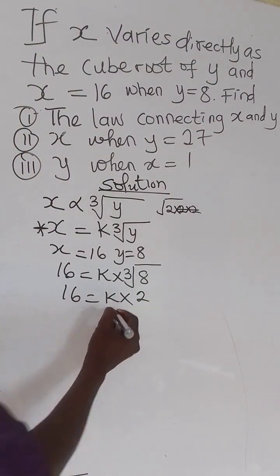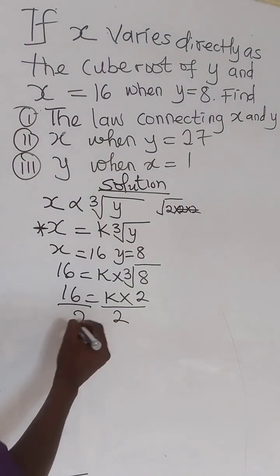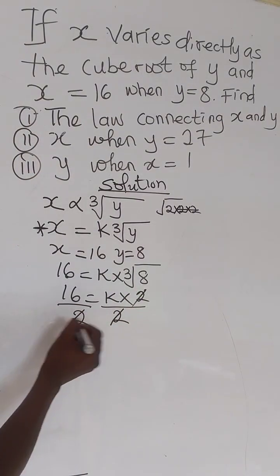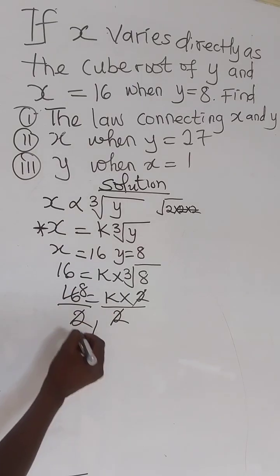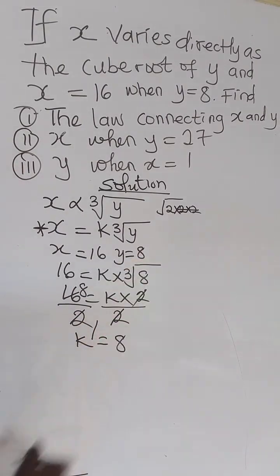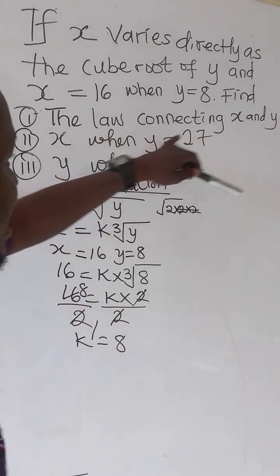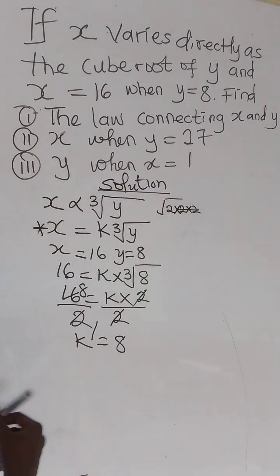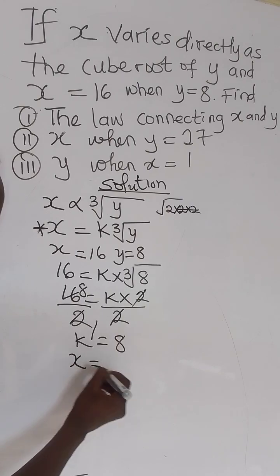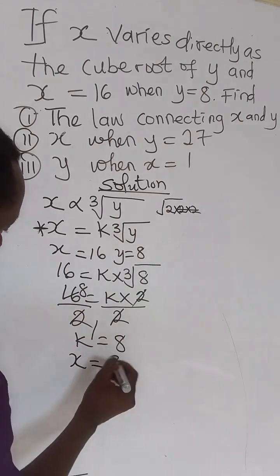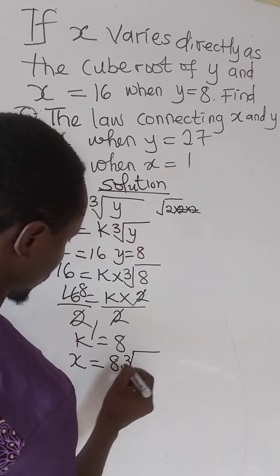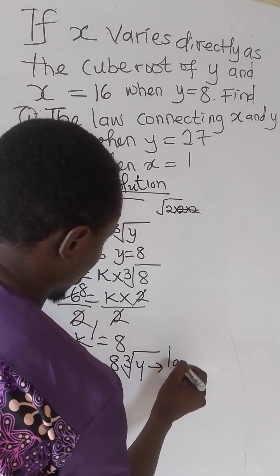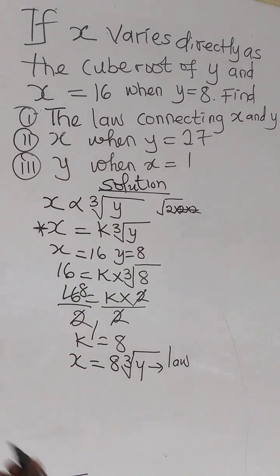So to get our k we divide both sides by 2. So 2 cancels 2. 2 here is 1, 2 here is 8. So our k equals 8. But the question says to find the law connecting x and y. So how do we do that? You come back to this step and say that x equals, instead of putting k, we have 8, the cube root of y. So we call this the law, or the formula that we are asked to look for.